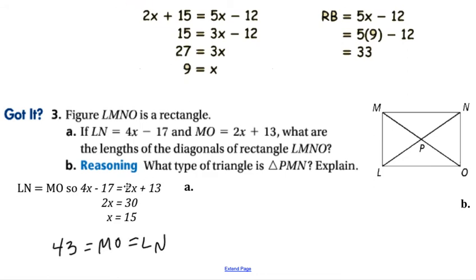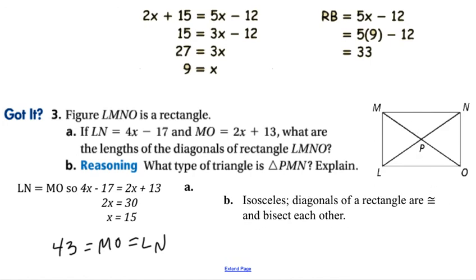All right, so what about part B? It says, what type of triangle is PMN? Triangle PMN up here, this little triangle on the top. And it turns out that that is an isosceles triangle because these diagonals in every rectangle bisect each other. So we know that MP and PN would be congruent, and that would give us an isosceles triangle.